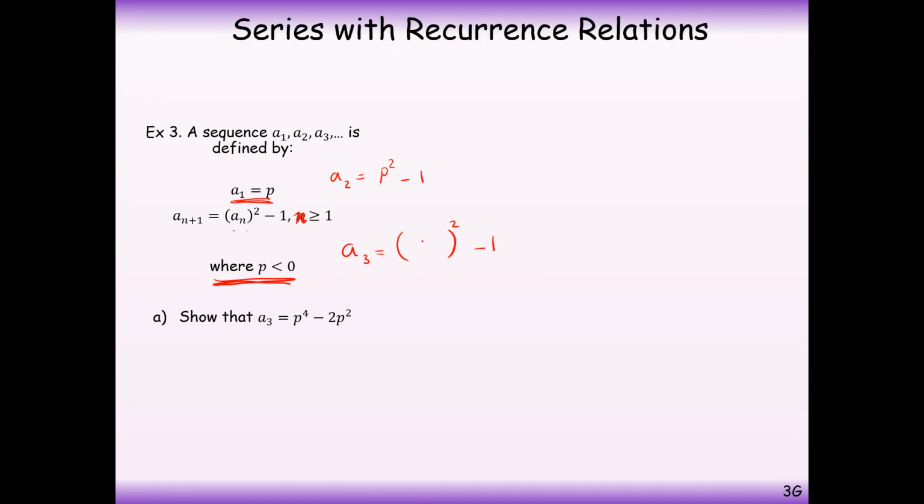What is the second term? The second term is here. So I'm going to write p squared minus 1 in a bracket, squared, and take away 1. When you expand the bracket, what do you get? You would get p squared times p squared, so p to the power of 4, minus 2 lots of p squared, plus 1 minus 1. Of course, this plus 1 and minus 1 cancel. That's why we're going to get this expression here. Alright, so let's look at the next part of the question.